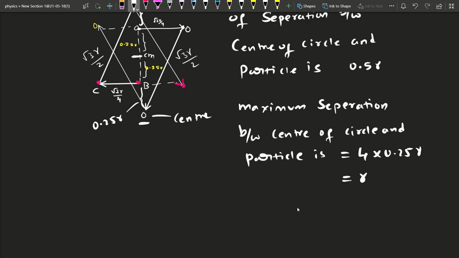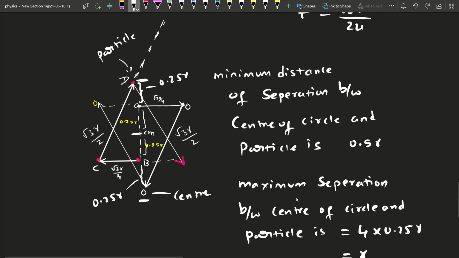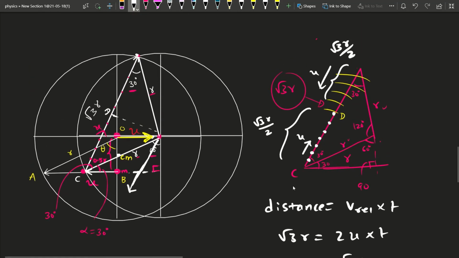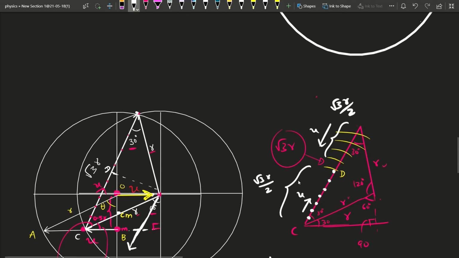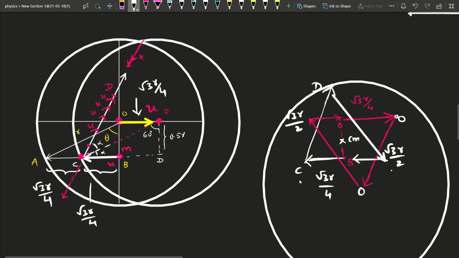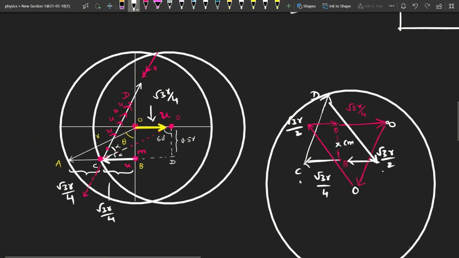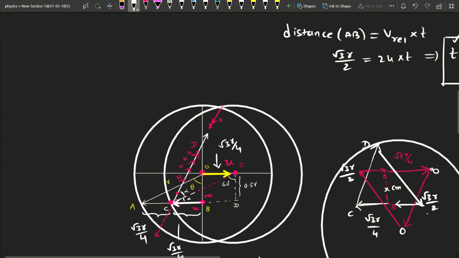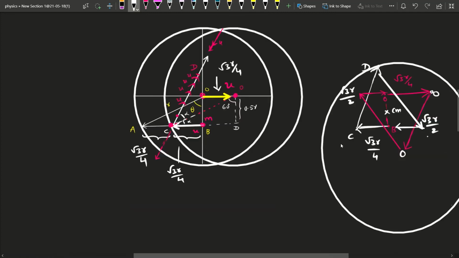So this is the solution for the question. It is a completely geometry based question, and it is also based on a lot of imagination. In order to solve this question, we require a little imagination. We have to know what we're doing here from the center of mass frame. Then the question becomes very easy. So that is the way I have solved this question.